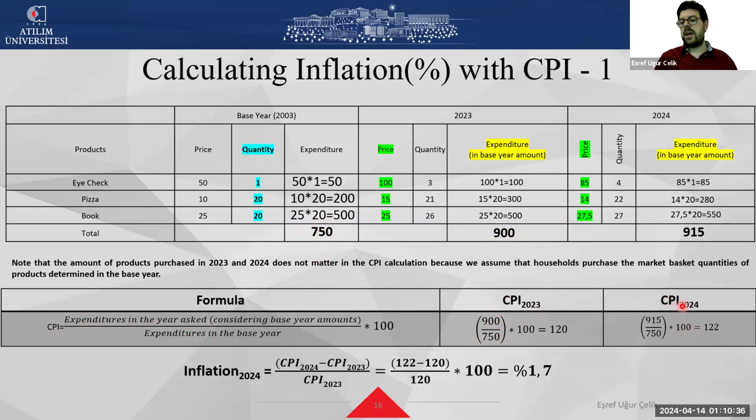And CPI 2024. First, we take the what year I asked you. I asked the year of 2024, so 915 divided the base year expenditure, 750. And always we multiply the 100. Okay? So CPI 2023 is 120, and CPI 2024 is equal to 122.